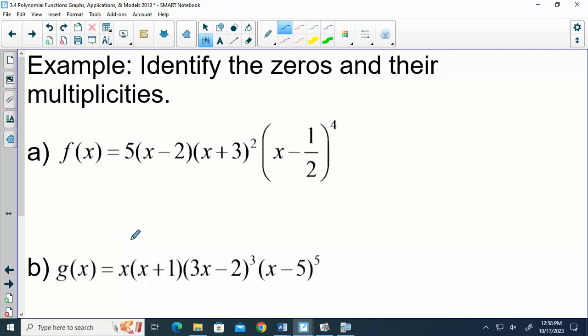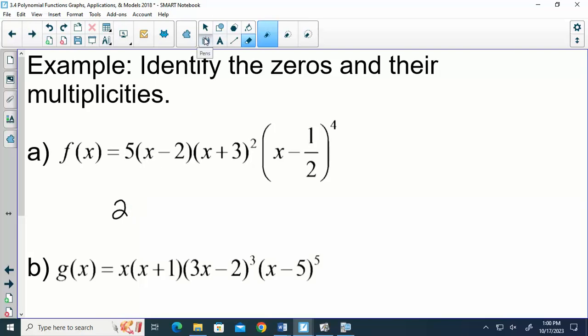So take a second on each of these. See if you can tell me all the zeros and multiplicities. What are my zeros? And if it's just a multiplicity of 1, you can write it, but you could also just leave it. Anytime we don't write multiplicity, we're going to assume it's 1.